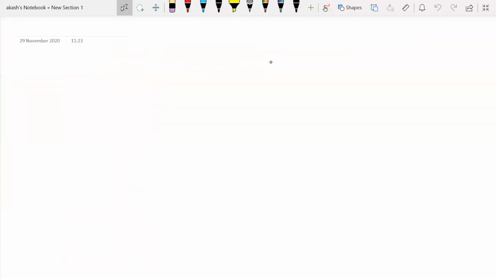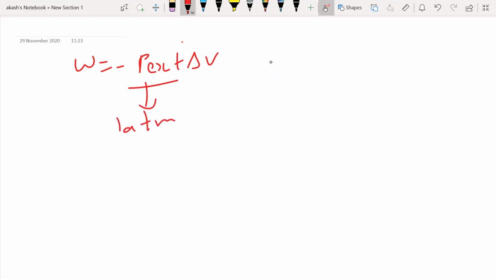Now you can do the question easily. It's just W = -P external ΔV. External pressure is directly given to you, that is 1 atm. The initial and final volumes are not given, but the initial and final pressures are. So basically it is 1 atm into (V2 - V1), or (VF - VI).